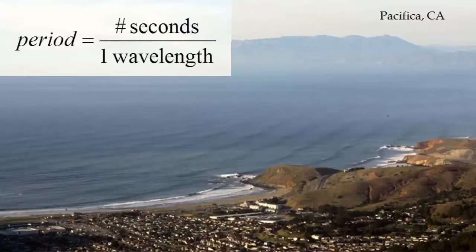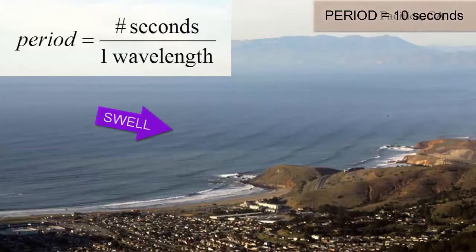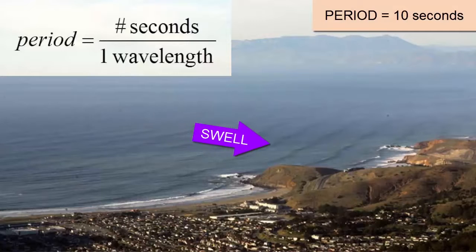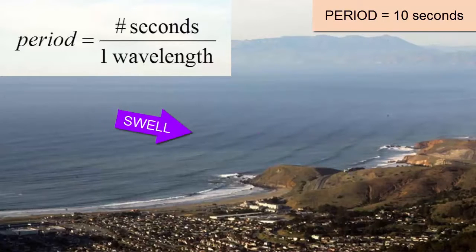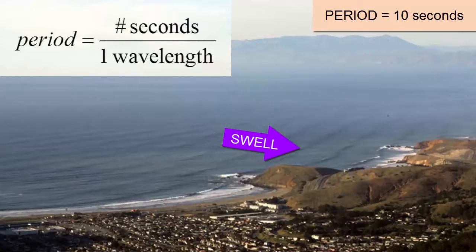However, in this picture of Pacifica, California, we can see a regular set of waves called swell that seem to be coming from one direction. The period of these waves is probably around 10 seconds. That means every 10 seconds you can hear a wave crash on the beach, or if you wait 1 minute, you should expect to experience 6 waves.